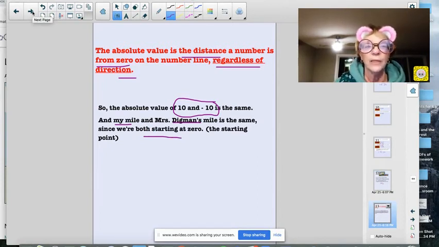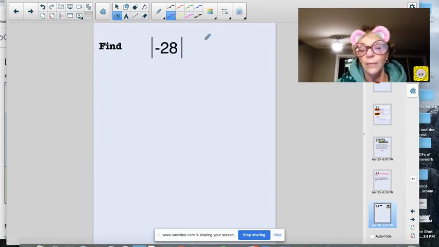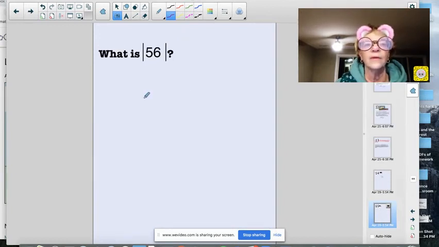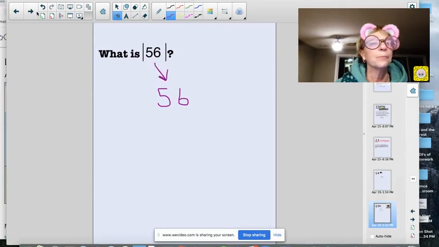All right, grab your materials for writing. Tell me the absolute value of -28. And what is it? It's 28. If I took that distance, what's the absolute value of 56? It's 56. Only positive numbers come out.